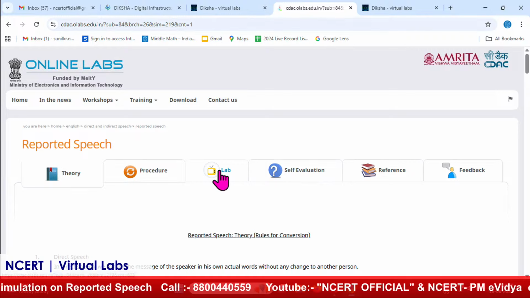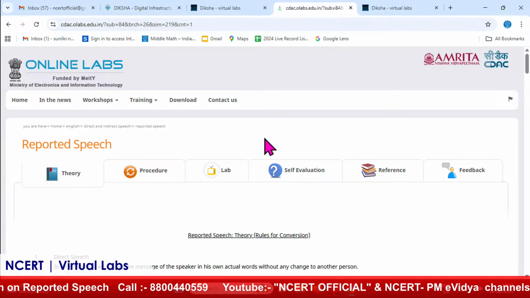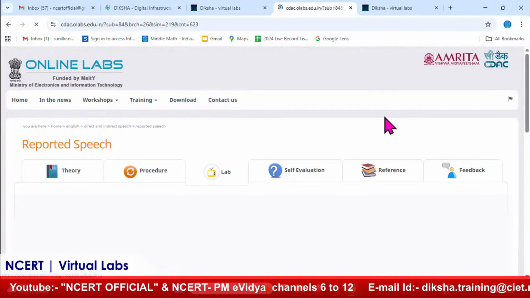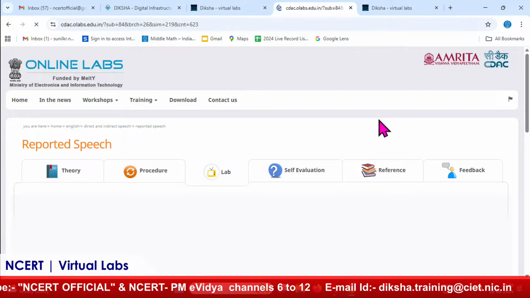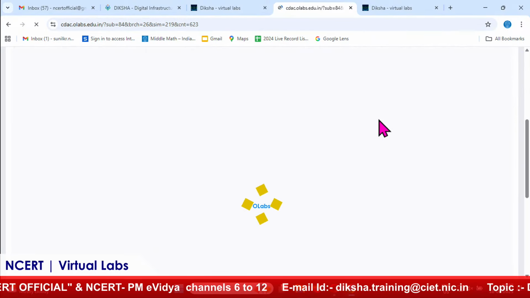There's a lot of theory, and I request all our viewers to please read it very carefully and understand the concept, so that when you start performing the simulations, you get not just a fair idea here, but from a good grammar book like Wren and Martin. So let's go for the simulations now, let's do the lab part of it.